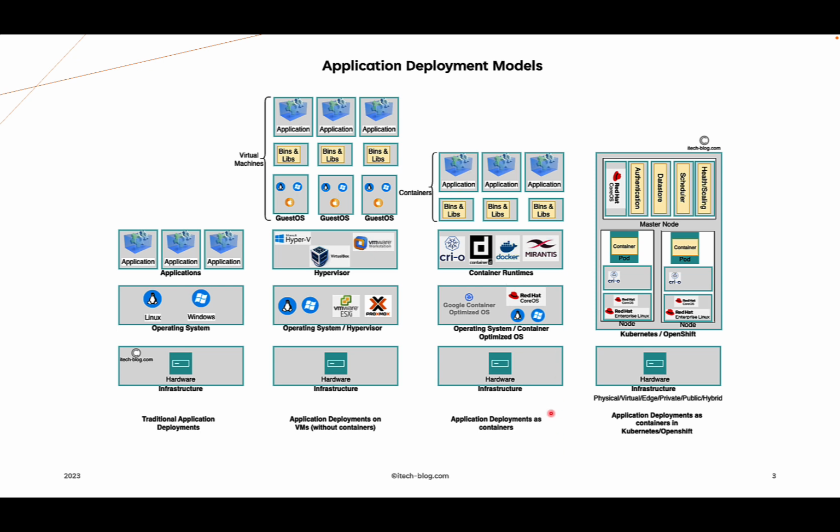As you can see in this architecture, we have the hardware on top of which we can install an operating system, preferably container-optimized operating systems like Red Hat Core OS, Google Container Optimized OS, etc. All we need extra is a container runtime like CRI-O, Containerd, etc. That's all. We can now run multiple containerized applications on this same host server.